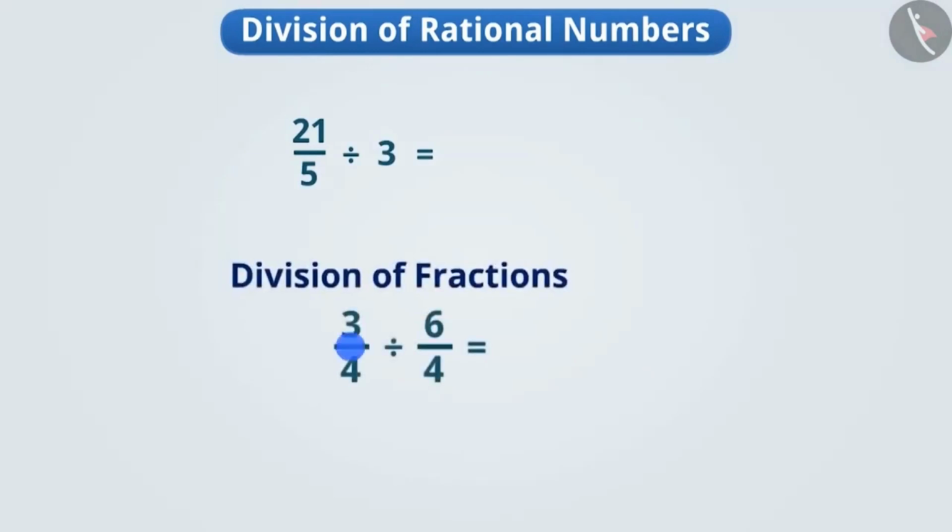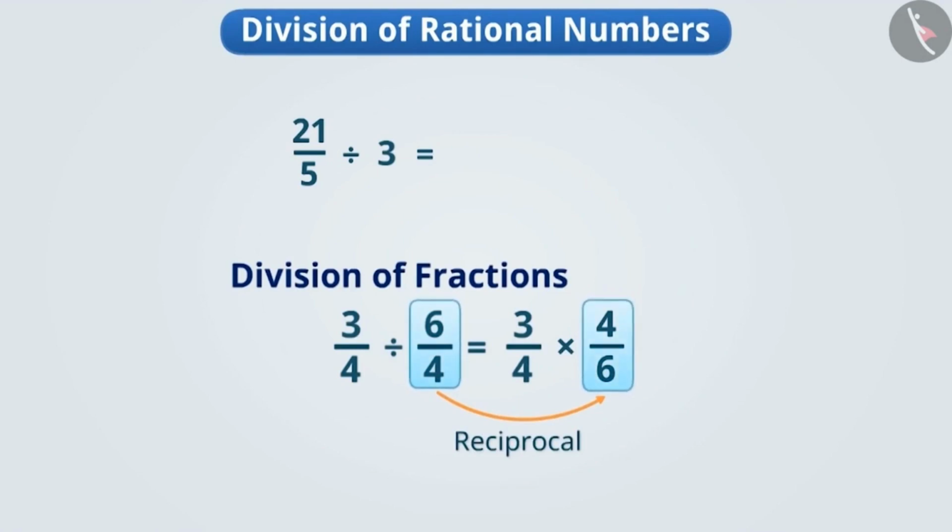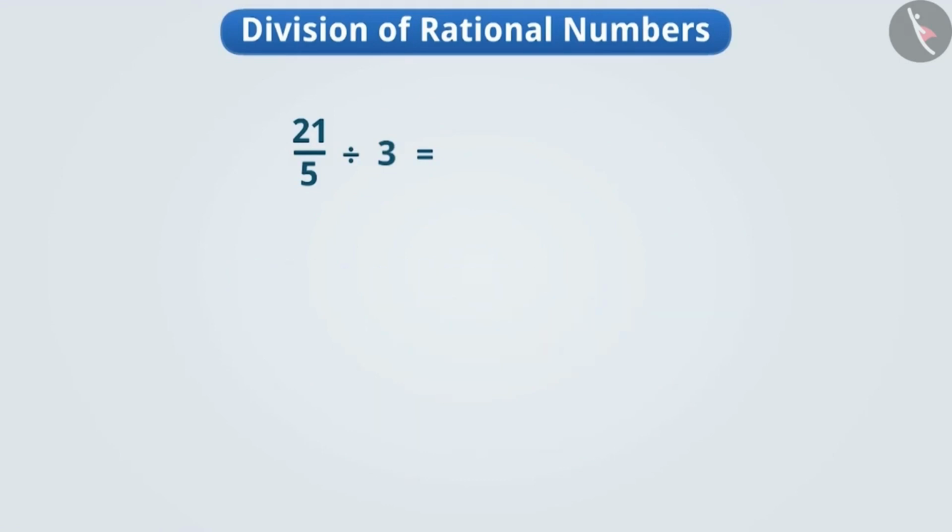That is, the first number is kept exactly the same and is multiplied by the reciprocal of the second number. And you know that to get the reciprocal of a number, we interchange its numerator and denominator. As we see here, 3 can be written as 3 by 1, and to take its reciprocal, we interchange 3 and 1. This will give us the reciprocal 1 by 3.